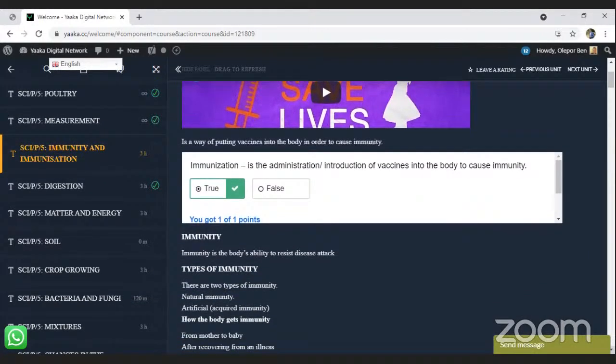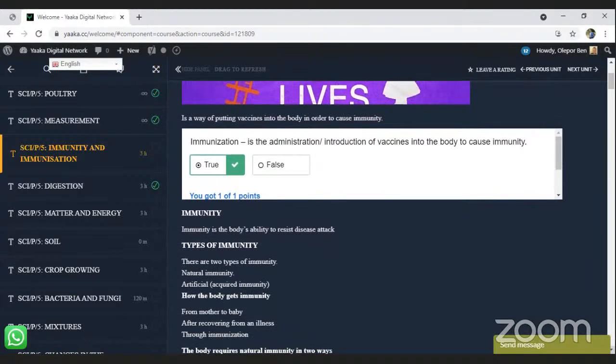Immunity is the body's ability to resist disease attack. As simple as that. So that is it. It is unfortunate that Shalom and Shamad are not able to speak.